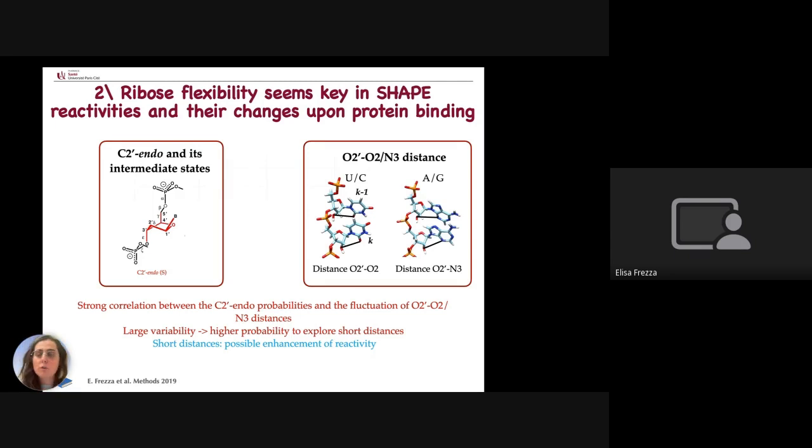Furthermore, for the reaction to actually take place, we should have some specific chemical group close to the ribose to help with the protonation, to help the reaction take place. We realized that when the ribose is in this uncommon conformation, the distances between the different chemical groups are, on the contrary, very short, meaning that we maybe have an enhancing conformation due to this puckering conformation.